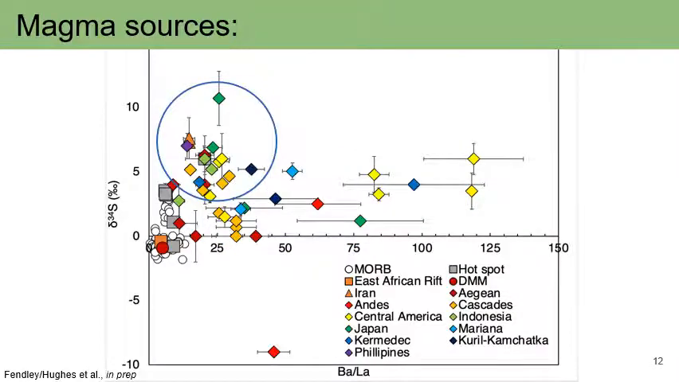However, not all of the arc systems follow this trend, and there's this group here which plot at low to medium barium to lanthanum values, but are still high in sulfur isotope space. What causes this is still an open question, but it's potentially reflecting sulfur that's assimilated from the crust more locally rather than being from the subducting slab, or that the sulfur isotope composition has been affected by degassing or hydrothermal processes.